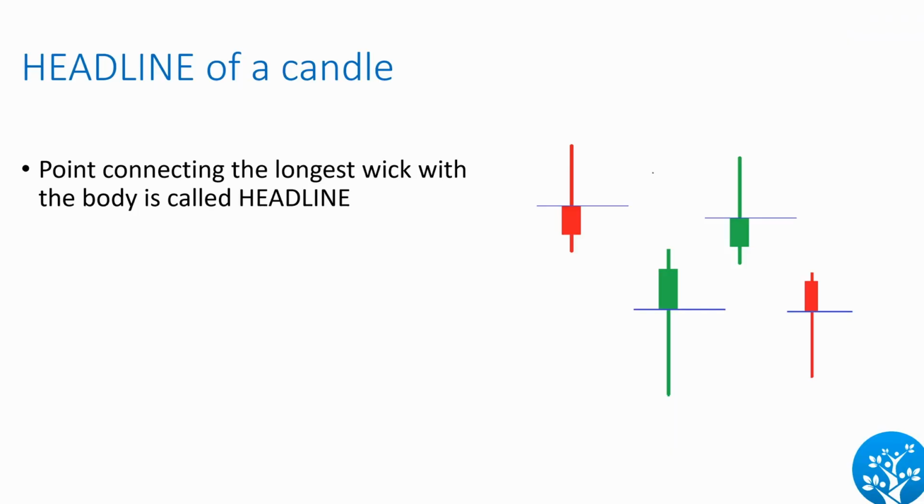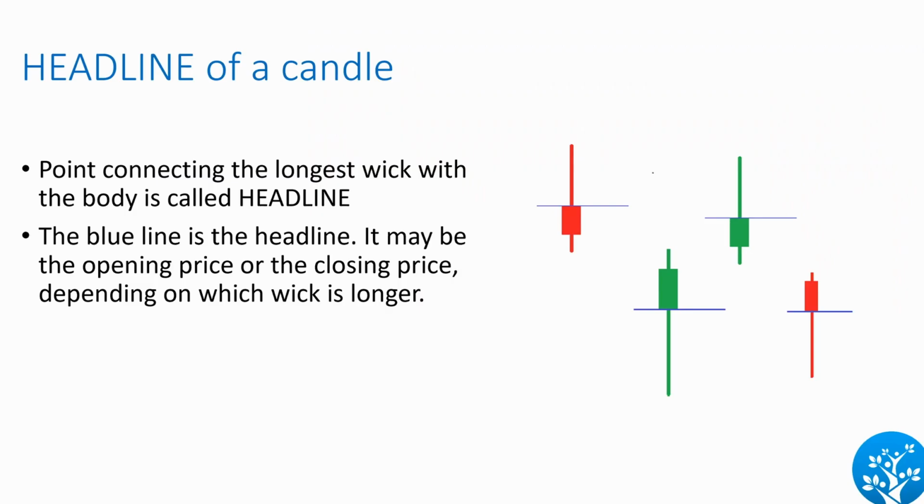So always understand one thing, the headline, the blue line, may be the opening price or the closing price, depending on which wick is long. If you see the last example, the red candle, because the long wick is at the bottom and it's connecting with the body at the close point, that's why the blue line is at the closing price.